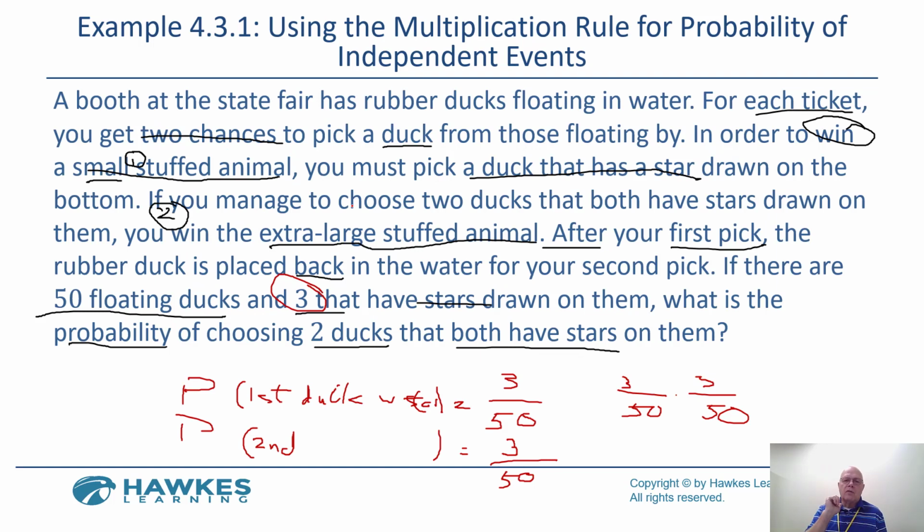We've got a state fair example, and we've got a booth at the state fair with rubber ducks. We've got 50 rubber ducks in the pool. 3 of those rubber ducks have stars on them. We want the probability of choosing 2 ducks that both have stars on them. If we get 1 starred duck, we get a small stuffed animal. If we have 2 starred ducks, we get an extra large stuffed animal.